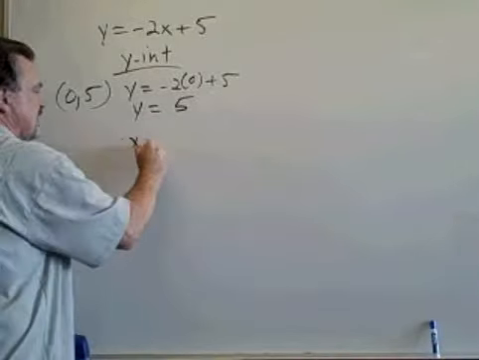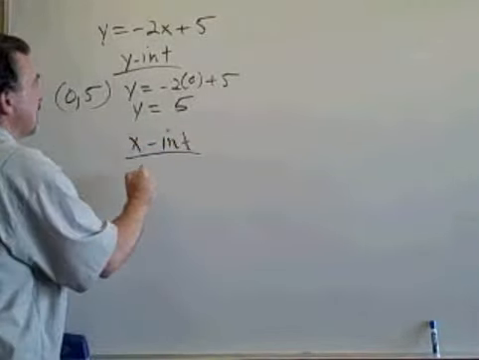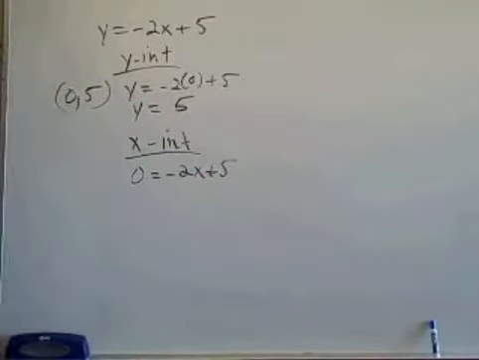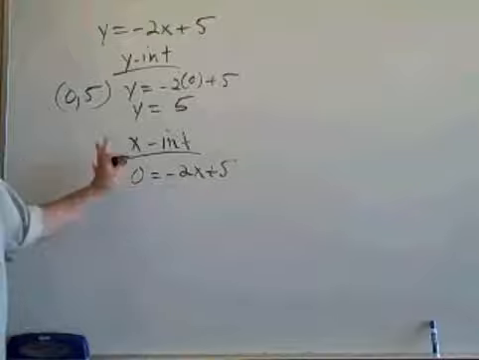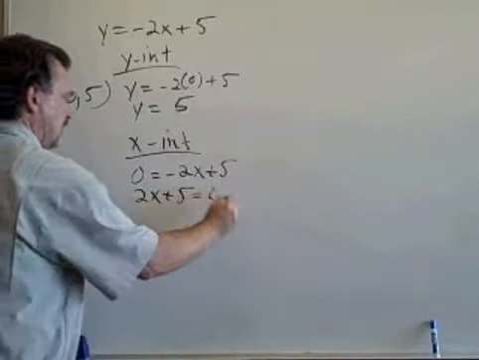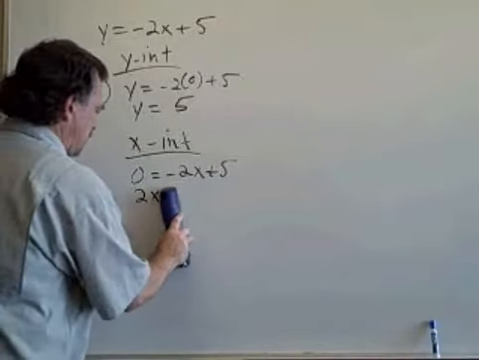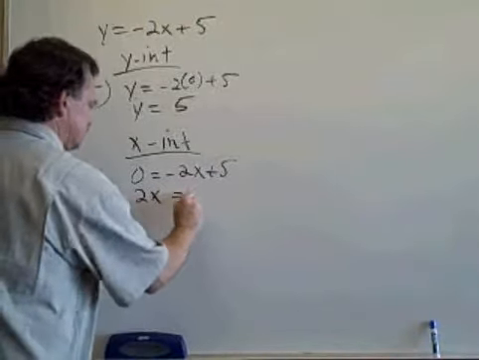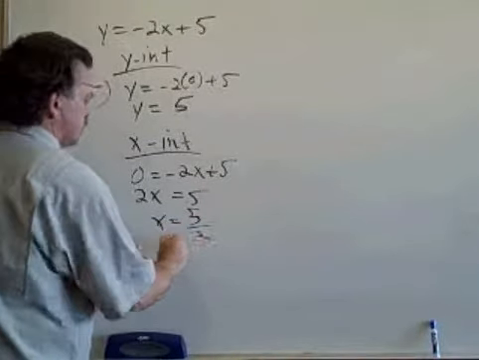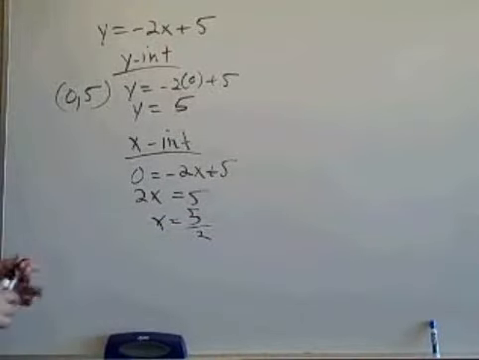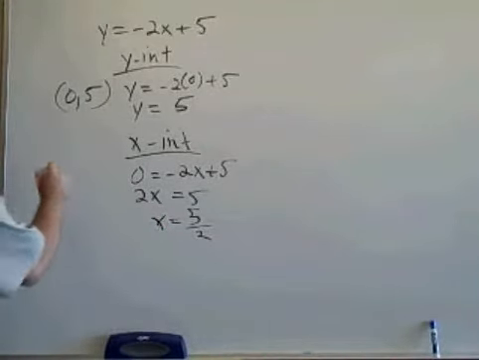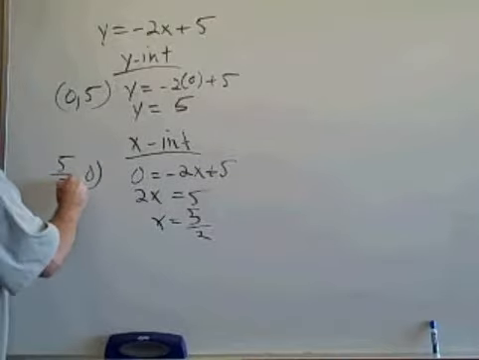And then to find the x-intercept, we let y be 0 and solve for x. Well, here I'd add 2x to both sides, possibly. And then divide both sides by 2. Get that eventually. So here, the x-intercept would be (5/2, 0).